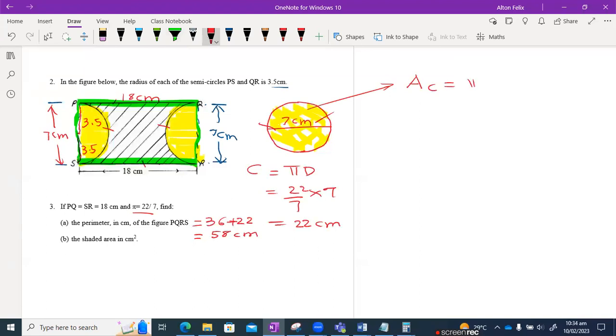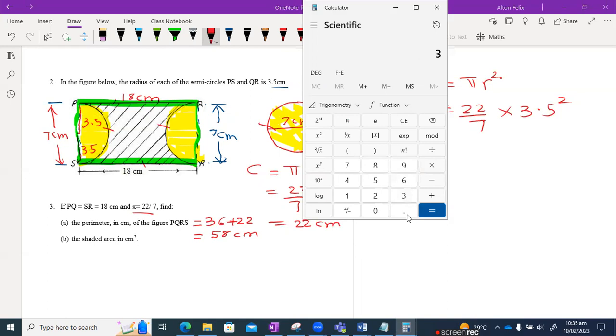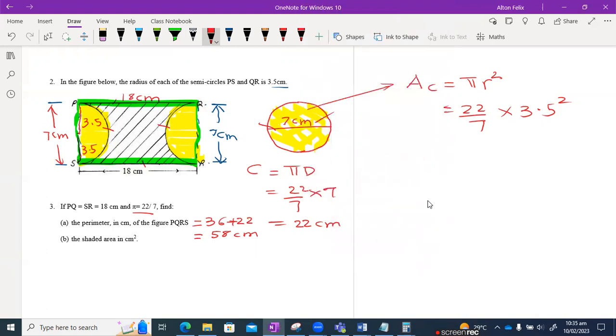Area of the circle is pi times radius squared. So remember our radius here is 3.5. So we are taking 3.5 squared and multiplying that answer by 22/7. Let's work that out. Right, 3.5, let's square that. That's 12.25. And we're multiplying this by 22 divided by 7. Okay, this will be 38.5. So the area of the circle is 38.5 centimeters squared.